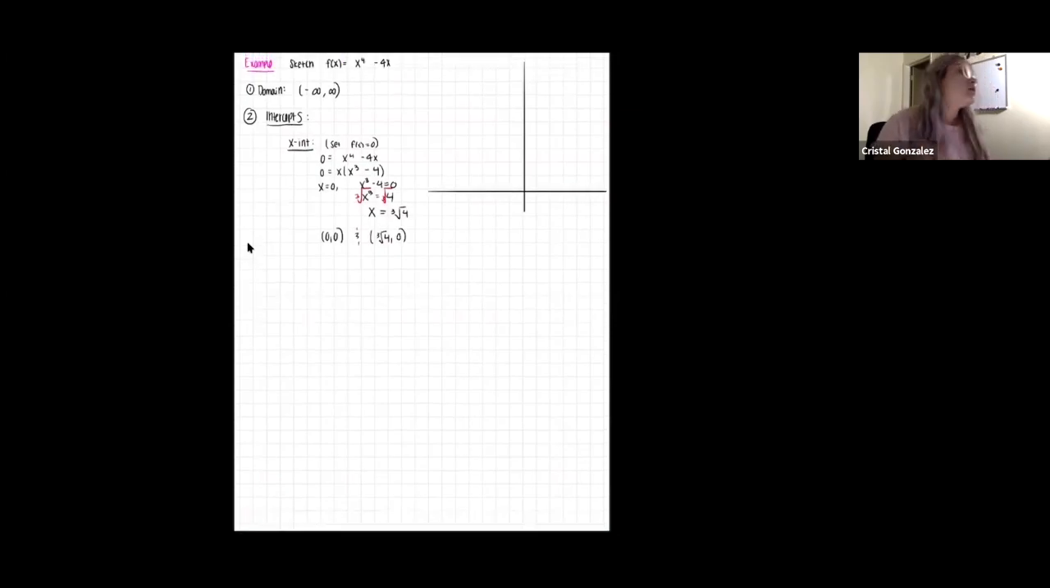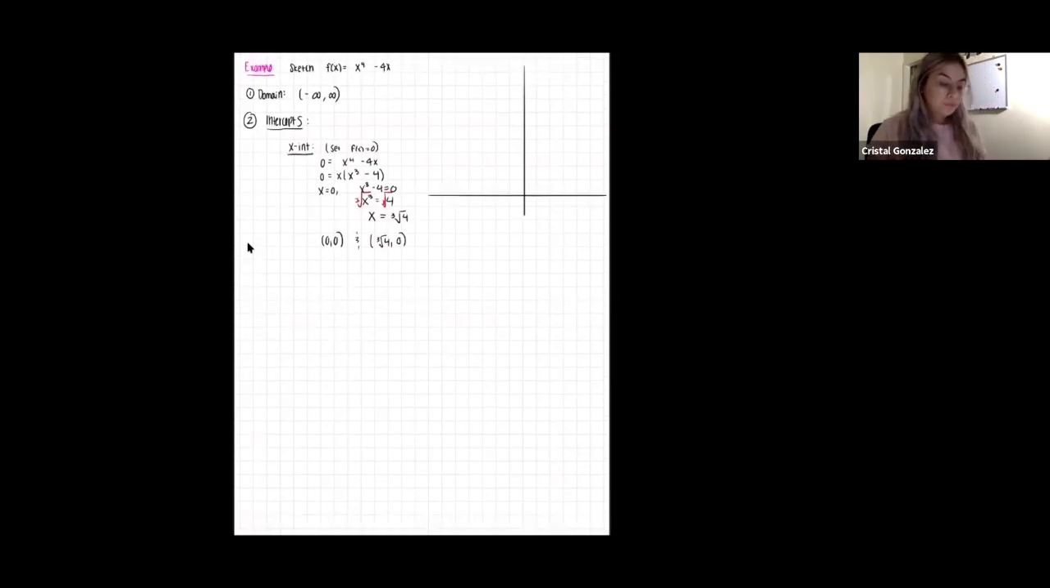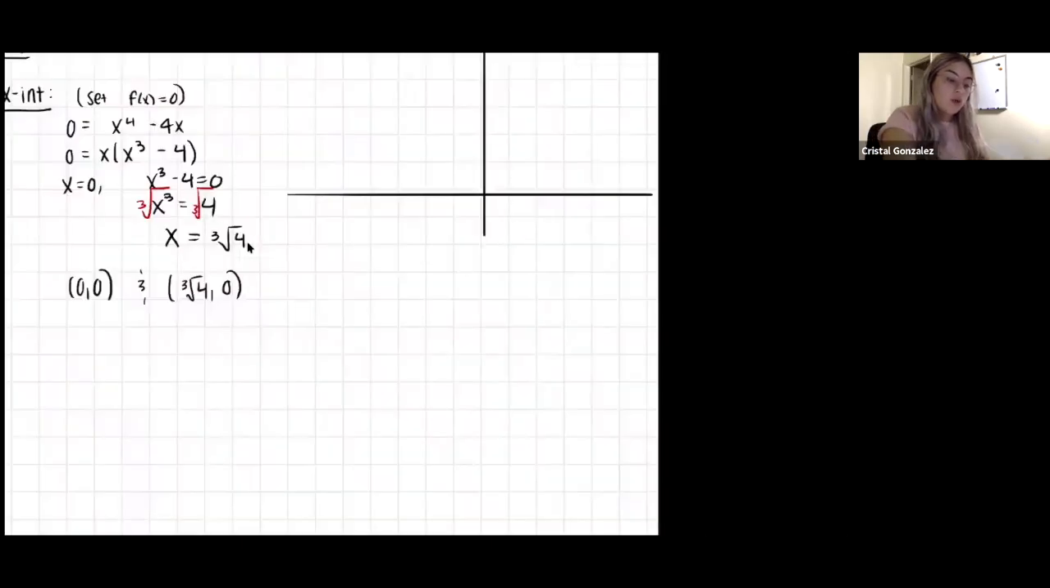Okay, so what does that mean? The cube root of 4 is a pretty small number. And so what we'll do is we'll start graphing this. We know that we're going to hit the graph at (0, 0) already, so we can use that tool to plot that point there. Then we need to plot the cube root of 4.